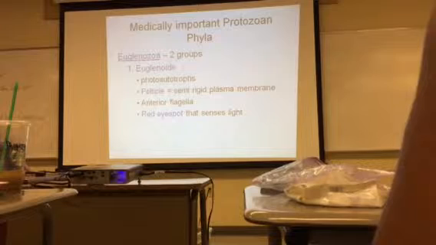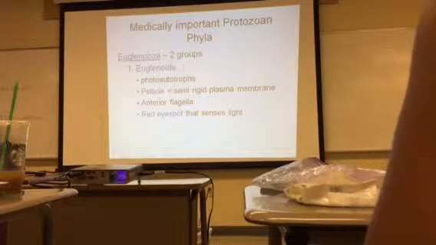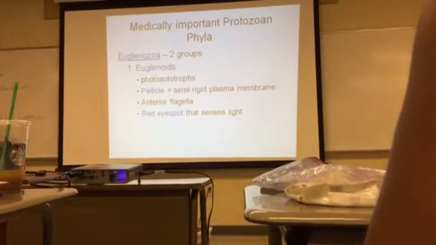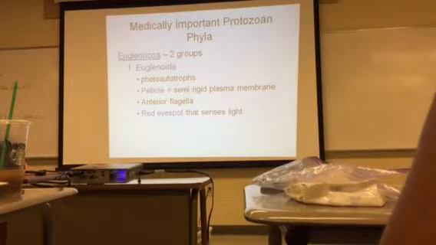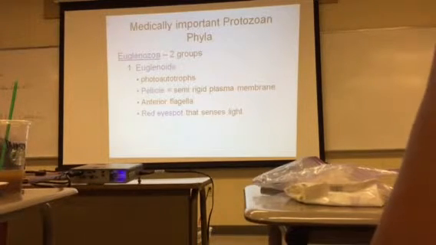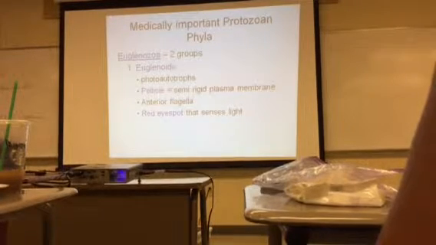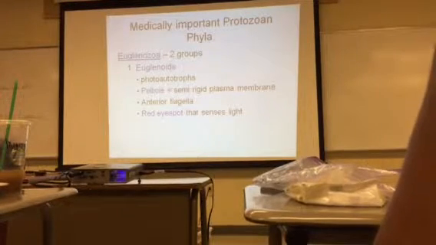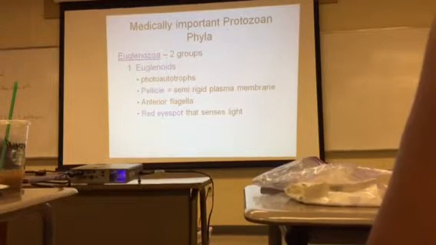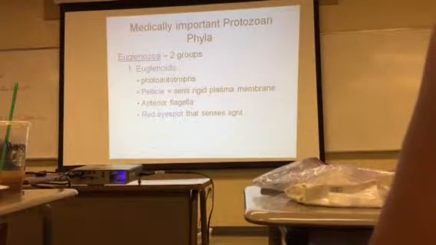There's two groups of these. One is the euglenoids. They're photoautotrophs. Their covering is called a pellicle. That's a semi-rigid plasma membrane. They have anterior flagella, and they also have a red eye spot that senses light.